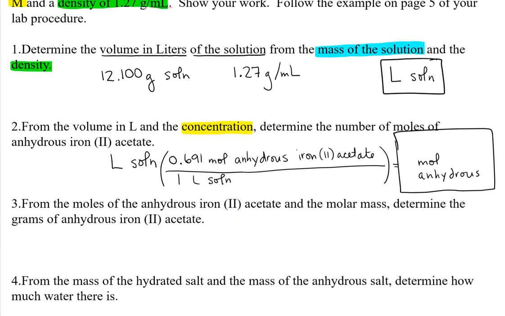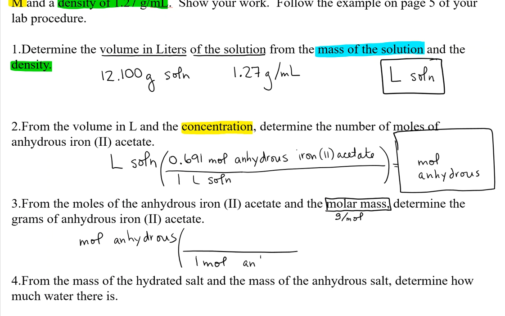Next up, from the moles of the anhydrous, so what we just solved for in 2, from the moles of the anhydrous and the molar mass. You guys know how to determine molar mass. Look at the periodic table, add it all up. That'll give you the molar mass in terms of grams per mole. So every 1 mole of the anhydrous weighs some amount of grams. Again, that's for you to determine. This is grams of anhydrous.